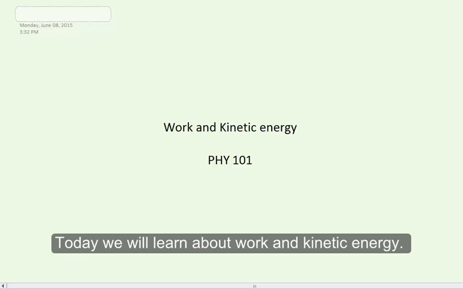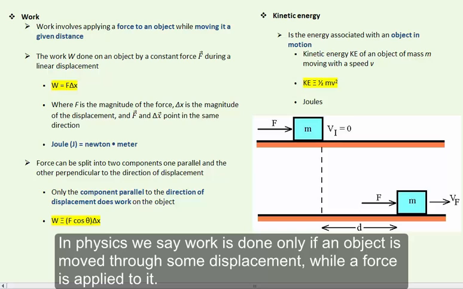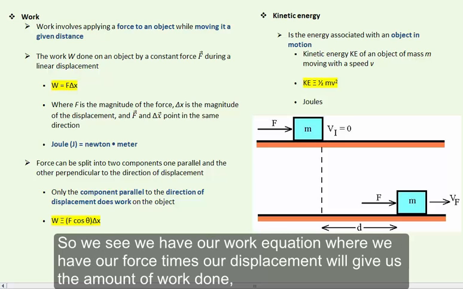Today we will learn about work and kinetic energy. In physics we say work is done only if an object is moved through some displacement while a force is applied to it. So we have our work equation, where force times displacement gives us the amount of work done.